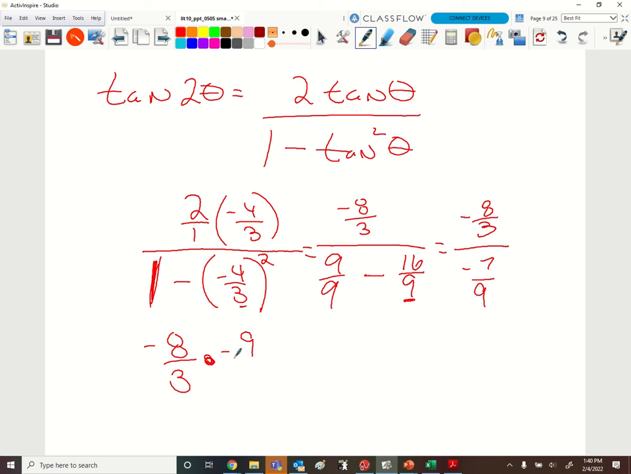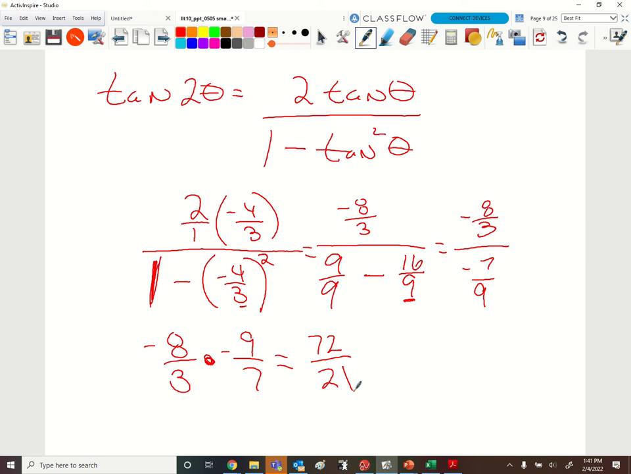Negative 9 over 7. So with the negative, just make sure it's somewhere out front there, because I'm multiplying this fraction times this fraction. So a negative times a negative gives me a positive anyway, right? So I'm just trying to make my life a little bit easier. So 8 times 9 is 72, and 3 times 7 is 21.